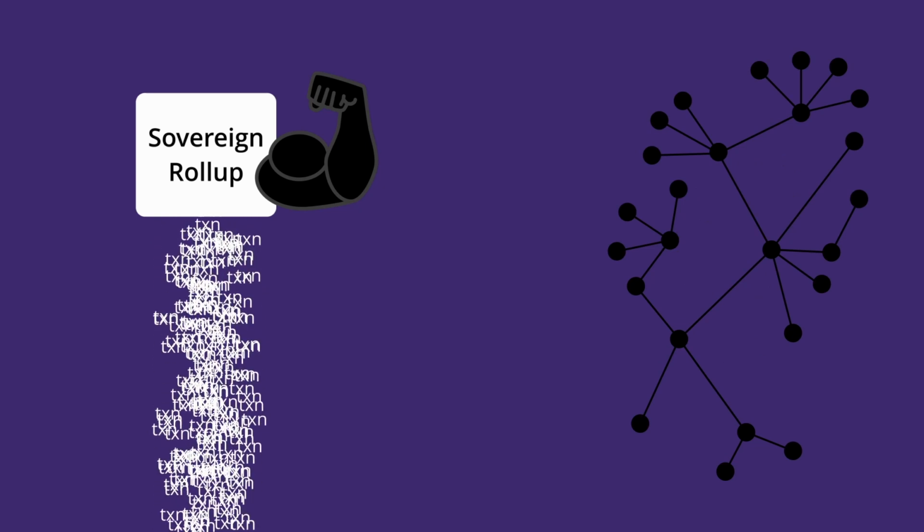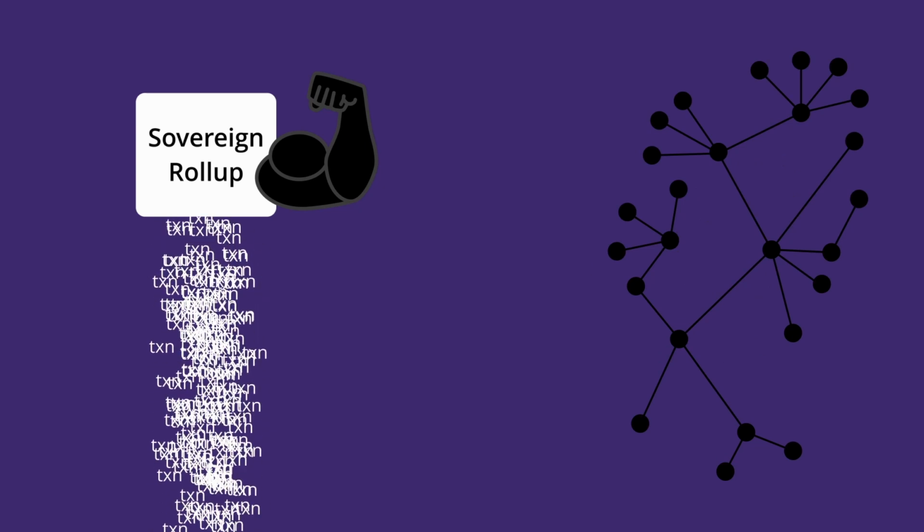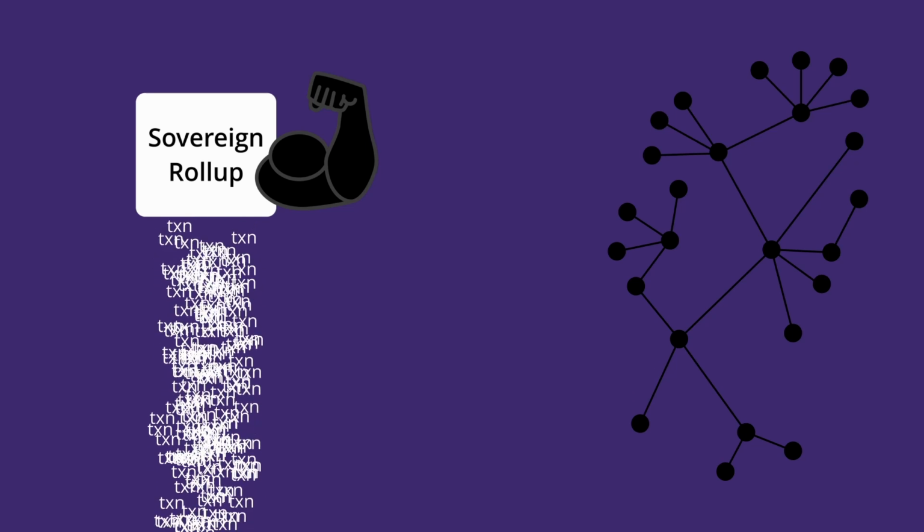These characteristics of having high throughput as well as high decentralization are why many projects are likely to use sovereign rollups in the future.